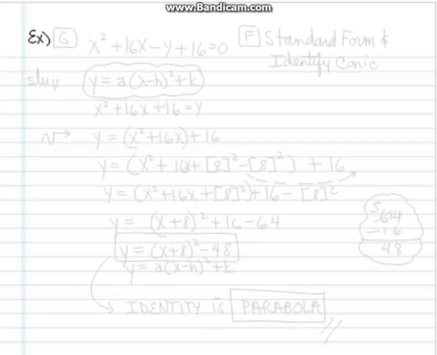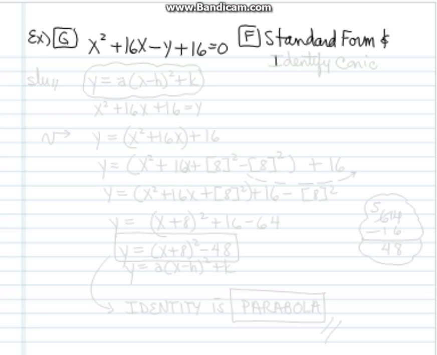In this example, we are given x squared plus 16 times x minus y plus 16 equals 0. We're asked to find the standard form and identify the conic section. So we know it's going to be either a parabola, hyperbola, ellipse, or a special ellipse, which is a circle, one of those.